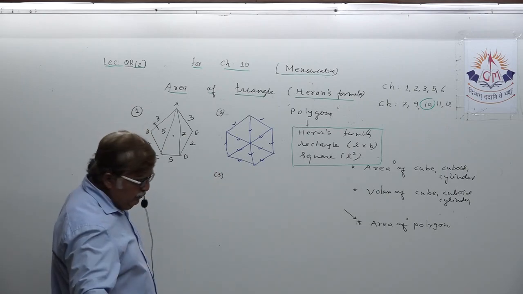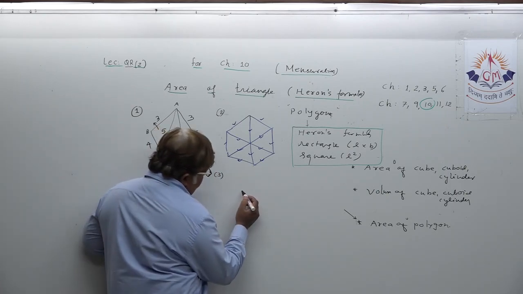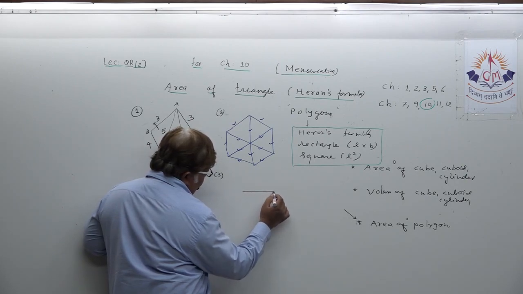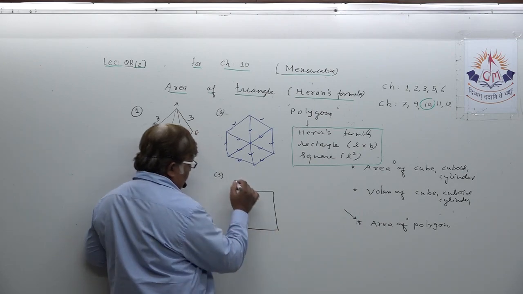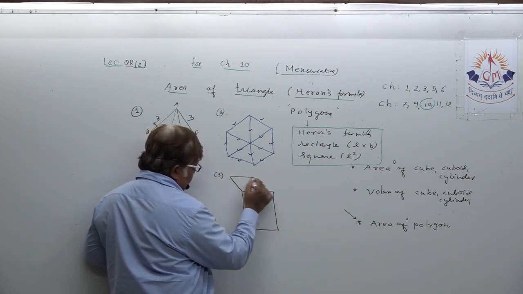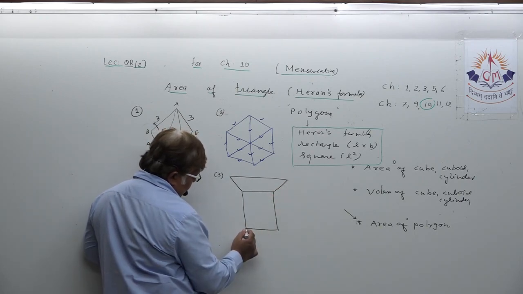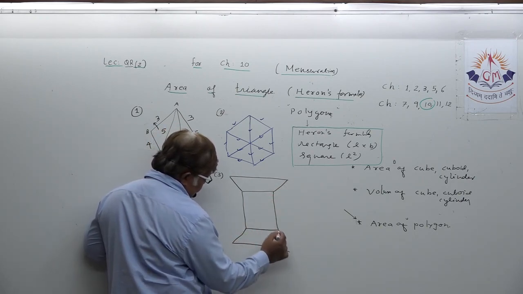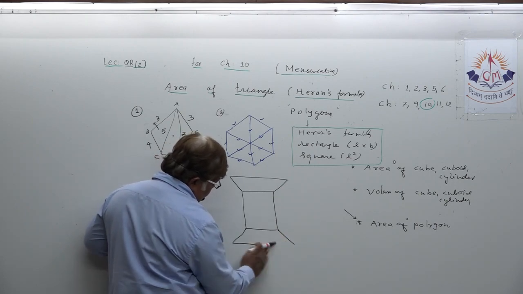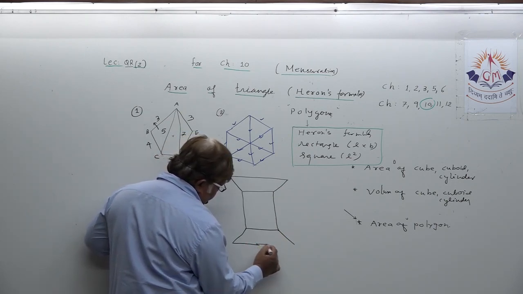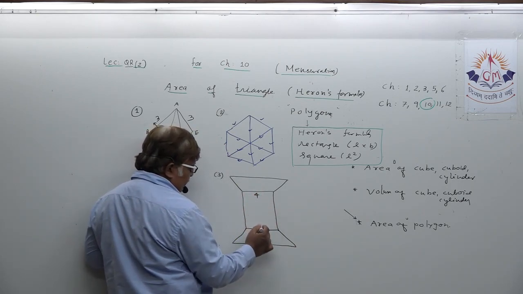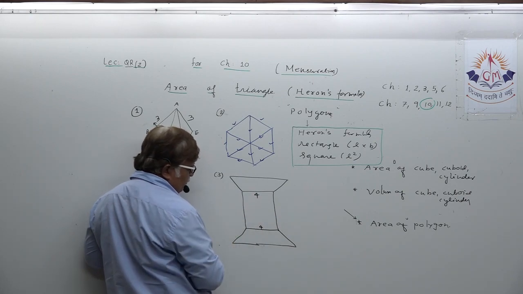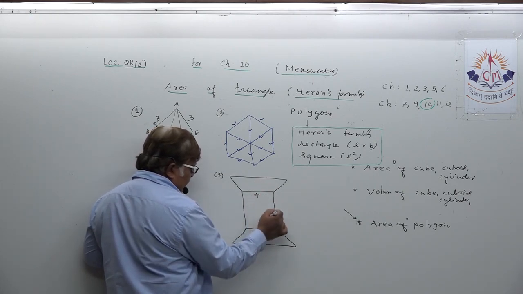Suppose I draw a third diagram. Try to understand this. Suppose the diagram is like this. This is a polygon type diagram. Suppose this is a polygon, somewhere like this, and here also like this. I am just trying to give you an idea. Suppose this is given 4 centimeter. This is a rectangle, okay, and this is given, suppose, 9 centimeter.